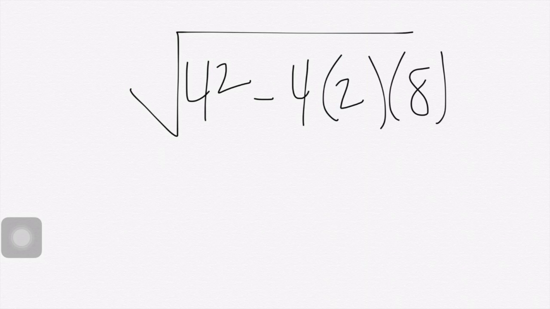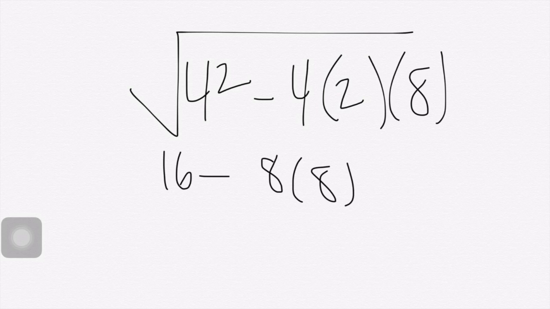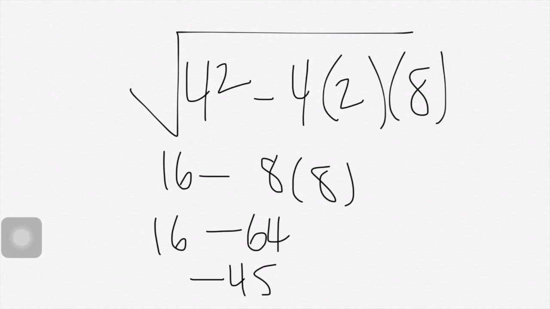Now we solve by first doing the numbers inside the square root. 4 squared is 16. Negative 4 times 2 is negative 8. Negative 8 times 8 is negative 64. 16 minus 64 equals negative 48.